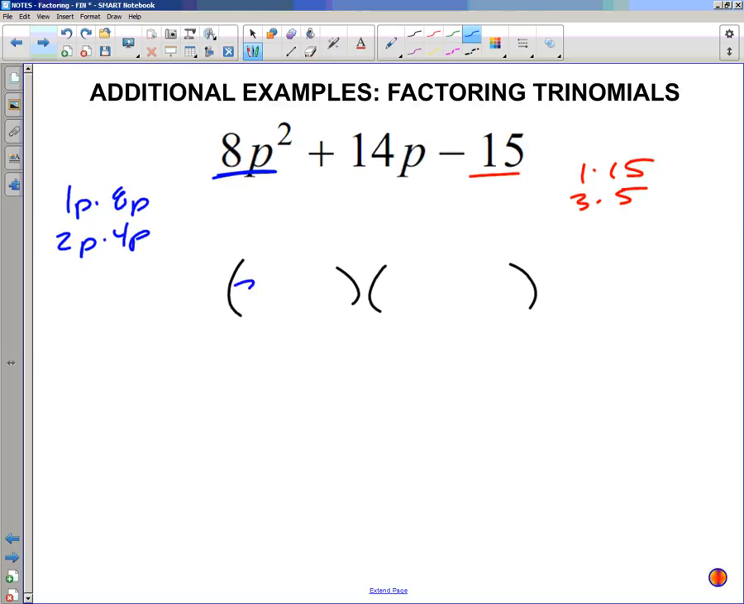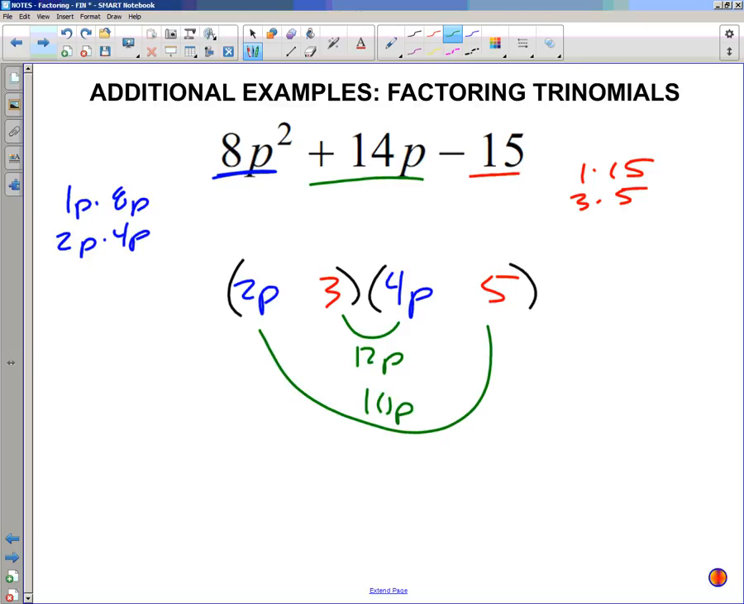I'm going to try the 2p and the 4p to begin with. And the 3 and the 5. Let's try the 3 and the 5. So I'm going to put the 3 here, the 5 here. See what we end up with. So we need to check. I'm looking to get a 14p here. So I've got a 12p and a 10p. And there's no way I can combine those to get 14p.